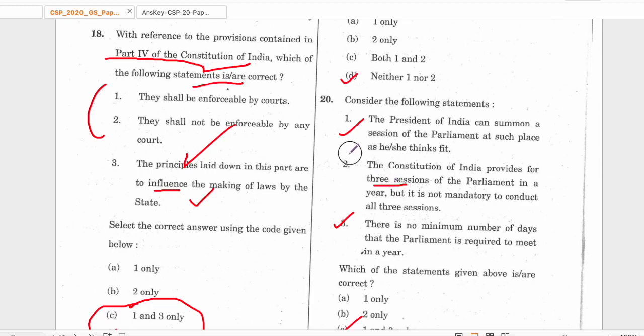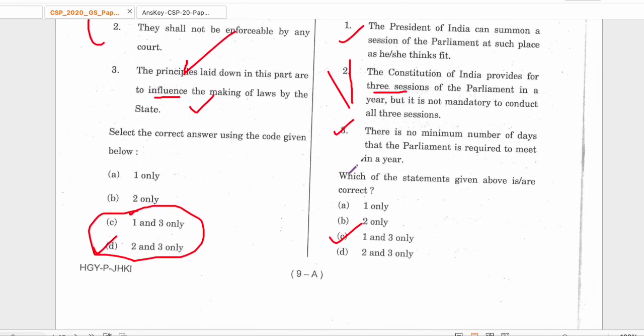Again, look for it in the Constitution. The Constitution of India provides for 3 sessions of the Parliament in a year, but it is not mandatory to conduct all 3 sessions. In the Constitution, there is no mention of monsoon session or winter session. The Constitution is just telling that between the 2 sessions there should be a gap of not more than 6 months. That's it. Nothing more is written in the Constitution of India. In detail, the Constitution has very few provisions. So if this is wrong, you will get the answer.